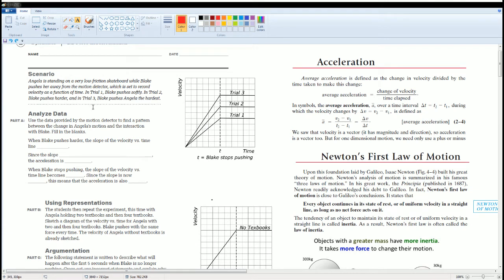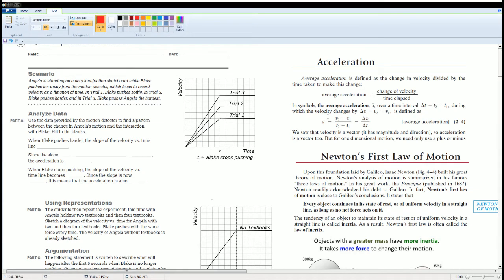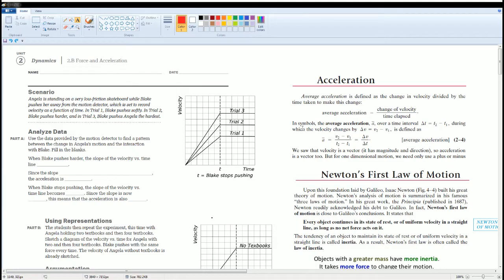Welcome, this is the AP Physics Workbook solution. Here we have Unit 2, Dynamics. The section is 2.B, Forces and Acceleration. Here's the scenario that you can read.